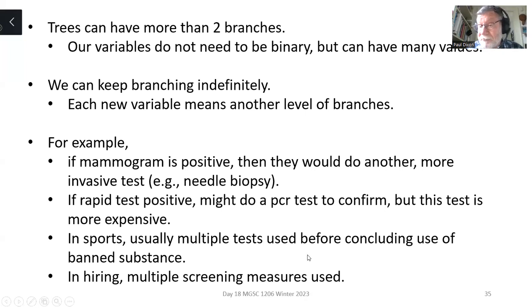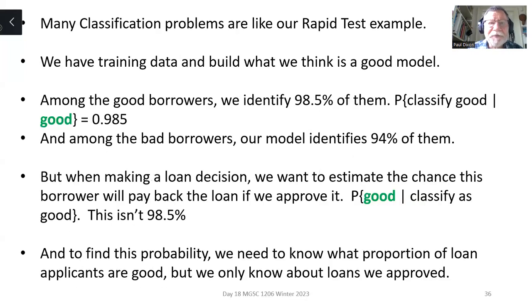If you were in sports, like the Olympics, they test for banned substances. They don't use just one urine test. They will use multiple tests, and they may use both urine and blood tests, and they'll do 2, 3, 4 tests before you're disqualified. So multiple screening is standard practice.